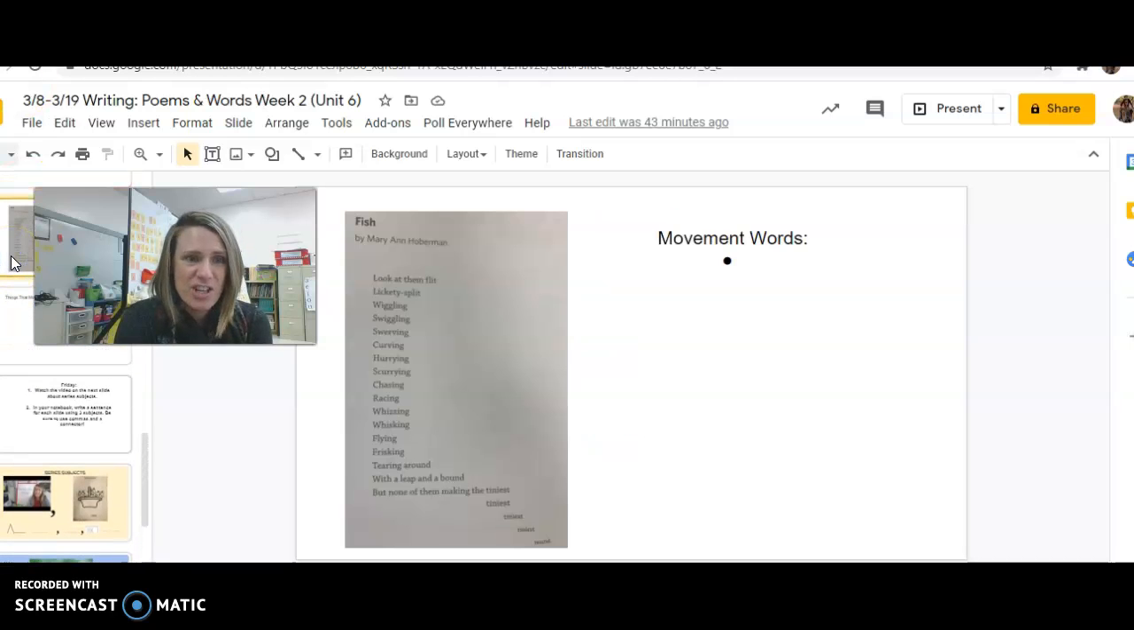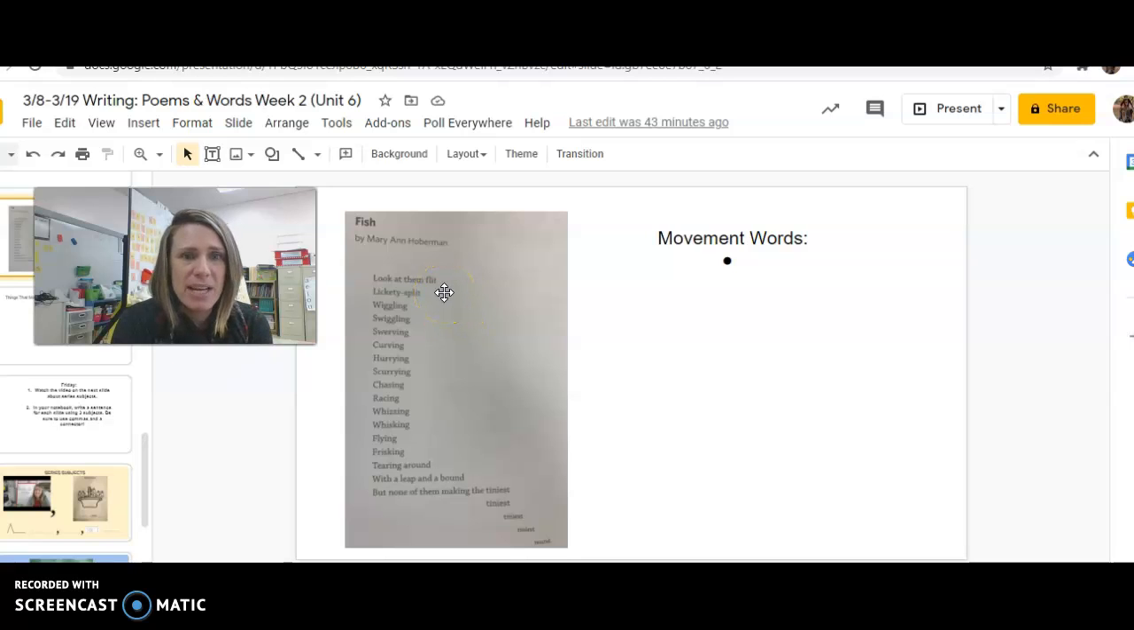It's called Fish. So take a second and I want you to just picture a fish and what it looks like moving through the water, or what it might look like if someone's going fishing and hooks that fish and he's trying to survive for his life. Have you ever been fishing and seen that? All right, let me read you this poem and see if you can picture all these movements.